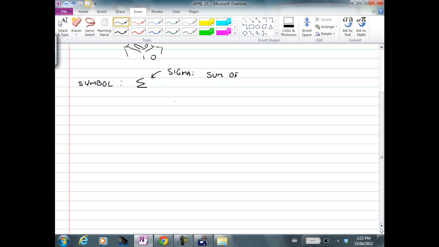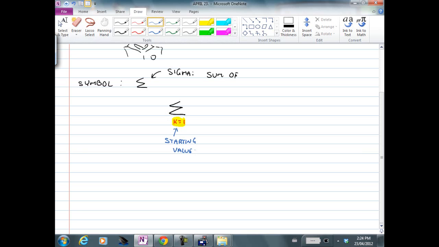And here's how it works. When you work with sigma, there are 3 parts you have to be careful about. One is this low part. We'll call this k equals 1. I'm going to highlight this part, and this is called the starting value. That's what it represents. That's my starting value.